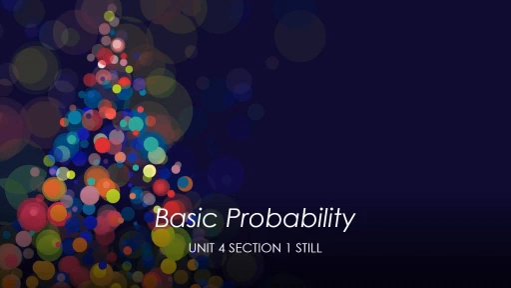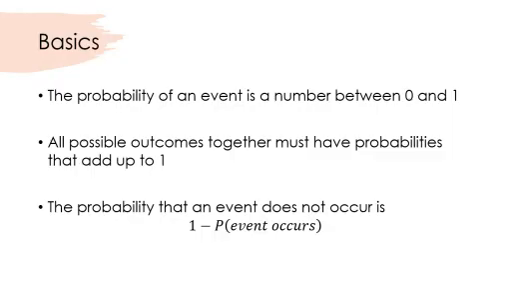All right, moving on to basic probability. We are still in section 1. We have not moved on to section 2 yet. This is a fairly large section, so we moved on to unit 4, section 1, part B, basic probability. So just some basic probability stuff that we are going to see. So some of the basics here.